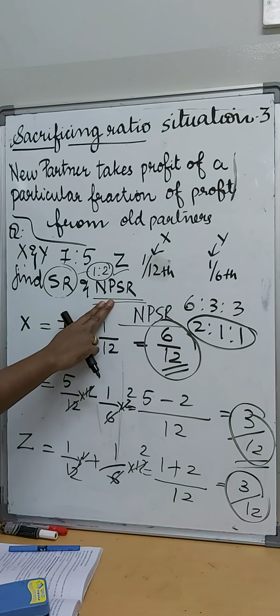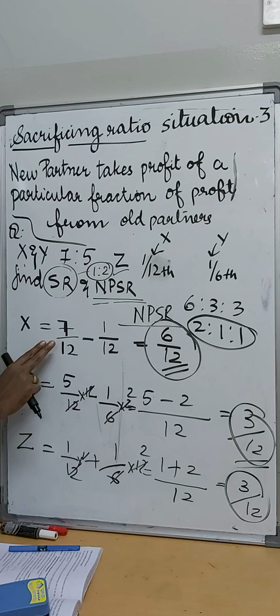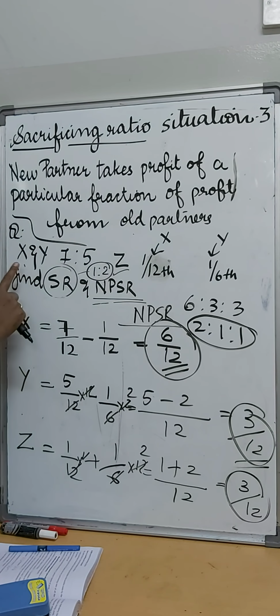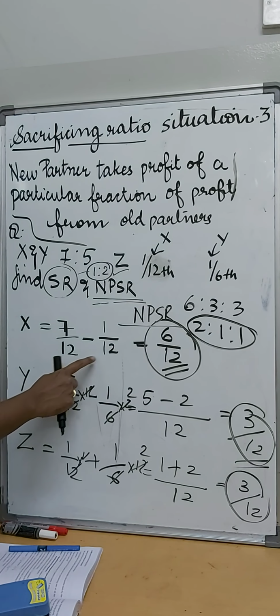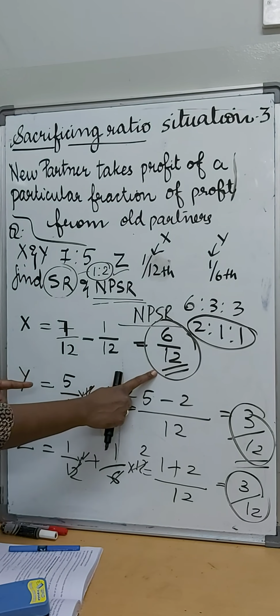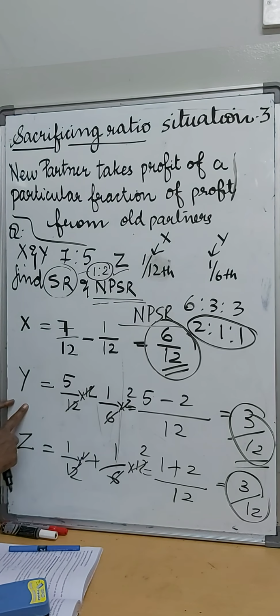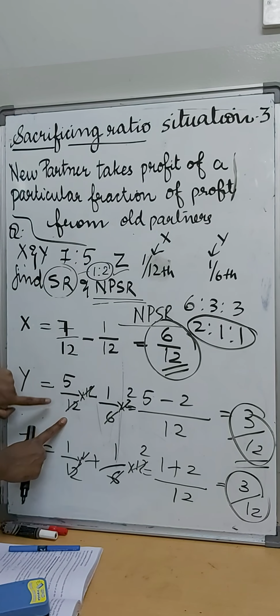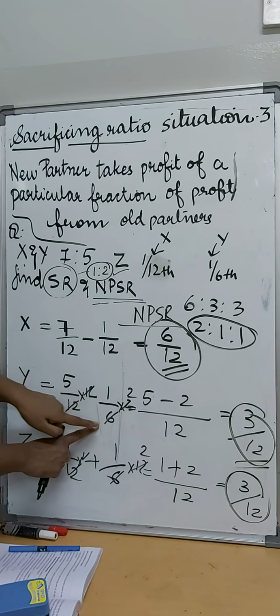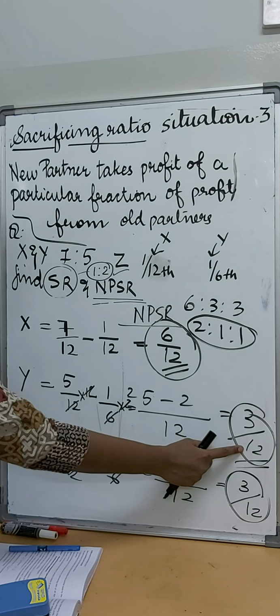Now the new profit sharing ratio was also asked in the question. New profit sharing ratio is old ratio minus the share sacrificed towards Z. For X, the old ratio is 7/12 minus the 1/12th portion X has given to Z. So the remaining is 6/12. And Y's old ratio is 5/12, and 1/6th portion is given towards Z. So the remaining is 3/12.